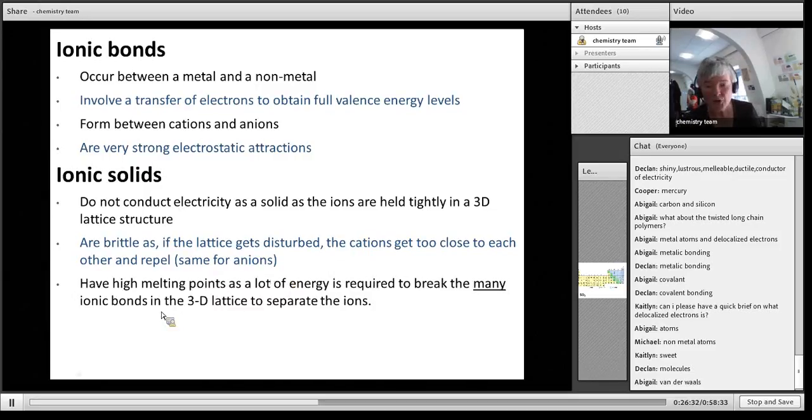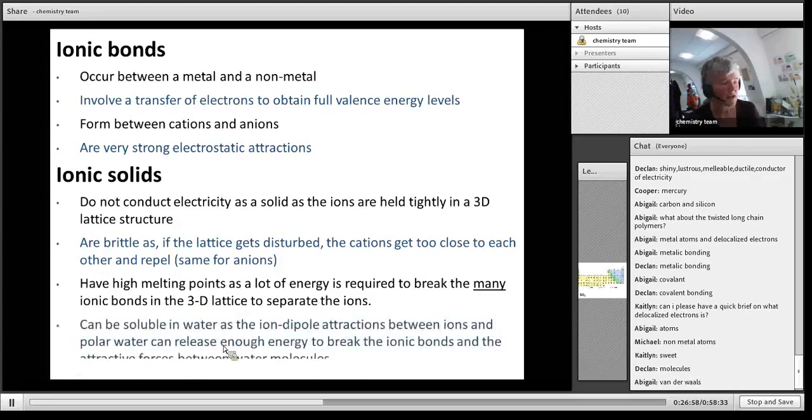High melting points, because you've got to break lots of very strong ionic bonds. And there are lots of ionic bonds because it's in a 3-dimensional lattice. So you've got to break the ionic bond in front, behind, above, below, to the left, to the right. So you've got lots of bonds to break, and they're all very strong bonds. So it's got a high melting point.